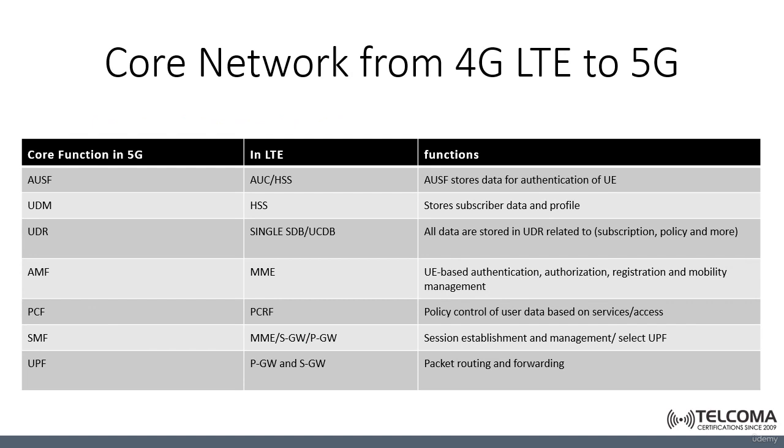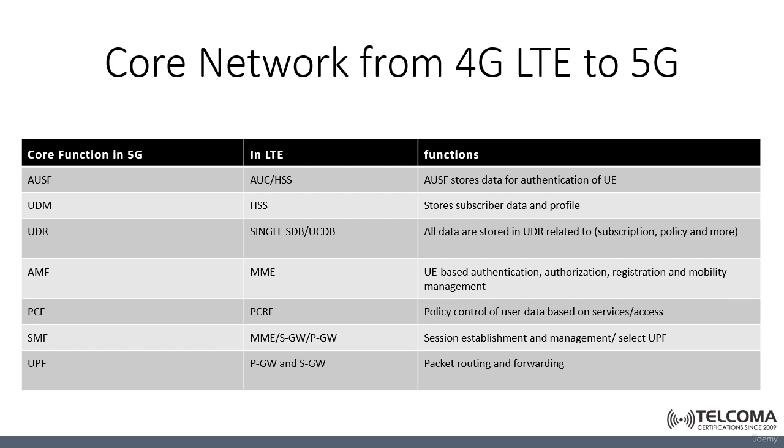In this table, we have a comparison between the different core functions in 5G and the corresponding network elements performing the same functions in LTE. First, we have the AUSF, and the corresponding network element in LTE is a combination of EUC and HSS. So they are performing storing of data for authentication of user equipment.